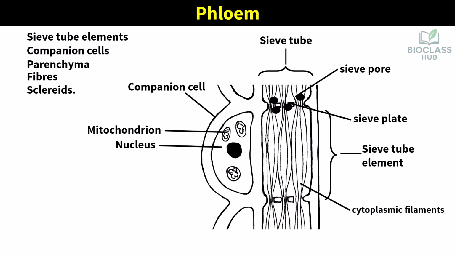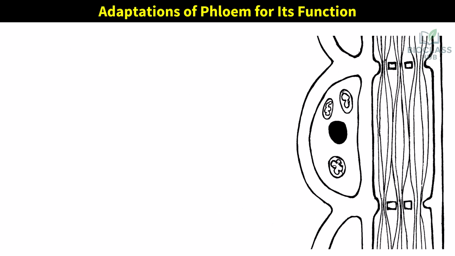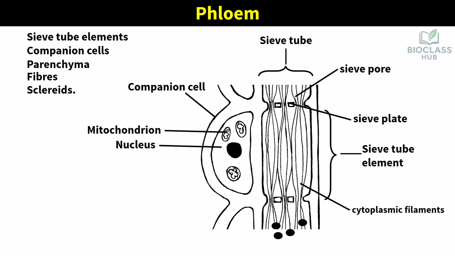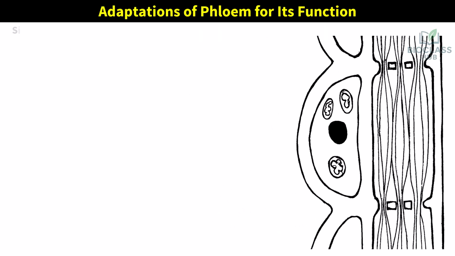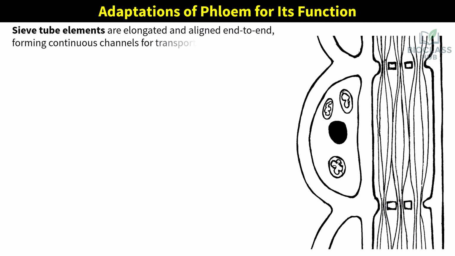Companion cells. A companion cell contains numerous mitochondria for the production of the energy required for active loading of glucose. It has a nucleus to control the activities of the cell. Adaptations of phloem for its function. Sieve tube elements are elongated and aligned end to end, forming continuous channels for the transport of organic substances.